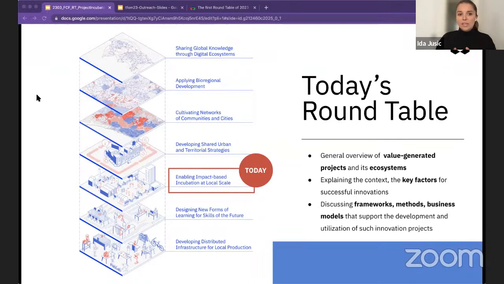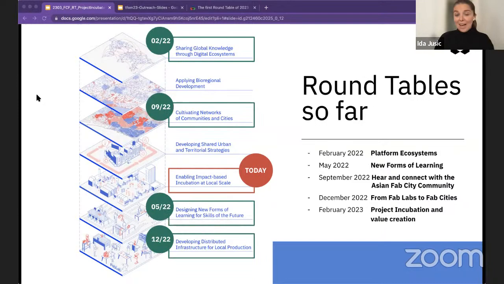Exactly 1 year ago, we started hosting the first roundtable on the topic of platform ecosystem. Another followed last year in May, on the topic of new forms of learning. You see it also here on the left side of the graphic, which one is in which layer. In December, we discussed the strategies and projects of the Asian Fab City community before going to the Bali Fab Fest. And last but not least, the final round table last year was on distributed innovation infrastructure for local production. And today we're focusing, as I mentioned before, on the third layer.